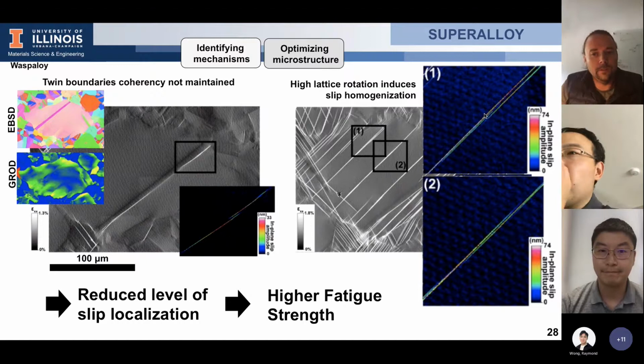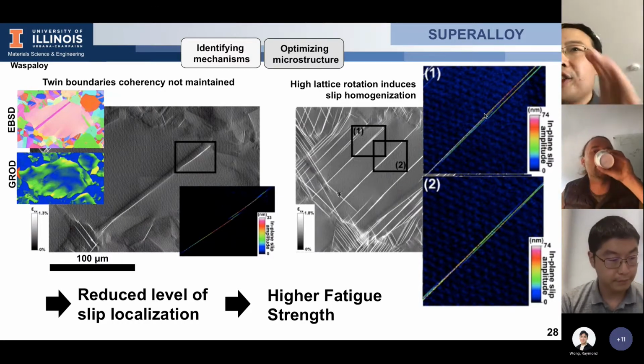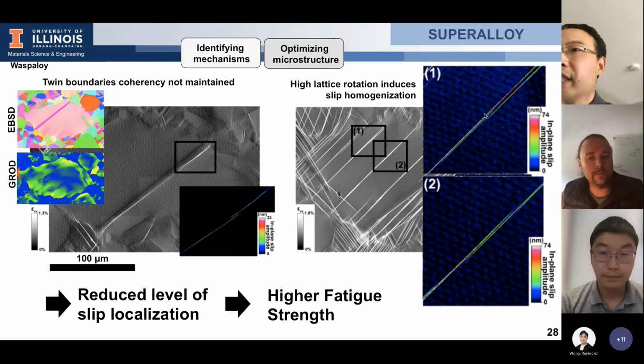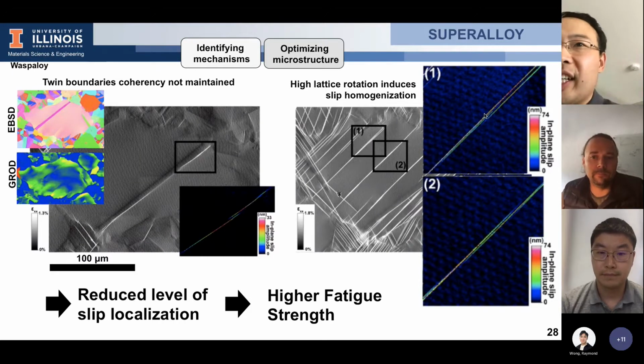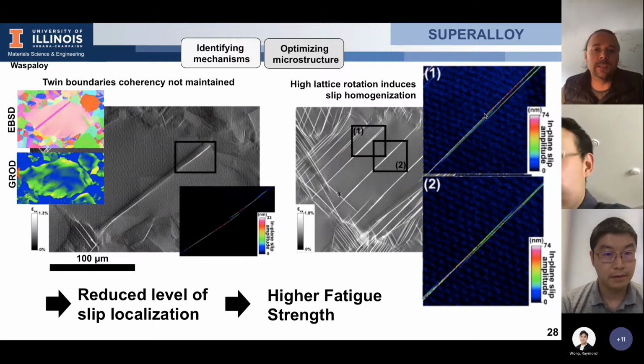And just a very quick follow-up. Do you believe that this phenomenon is general, generic for all of the similar twin containing alloys, or does it just work for the material you have presented? So you mean the lattice rotation here?